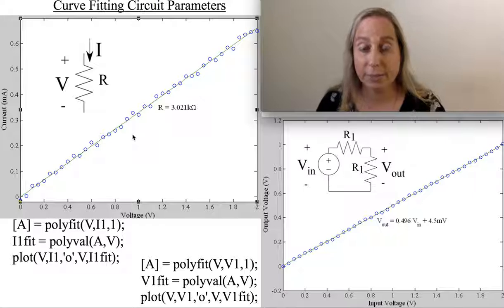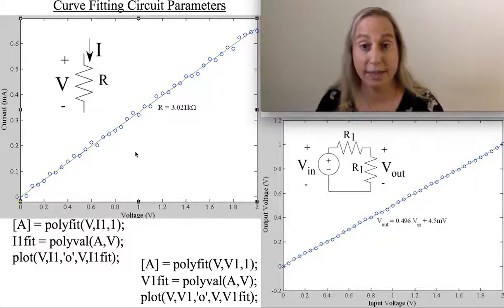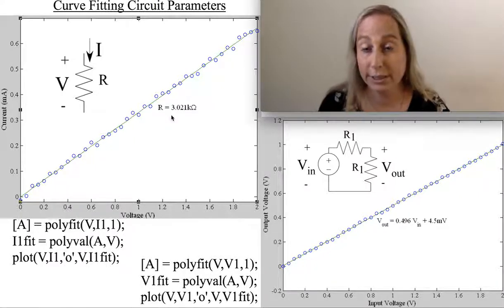I can also get the parameters out, and the first parameter will be the slope in this case, and the second one will be an offset. From that slope, I'll be able to figure out what the resistance is. And that's where that value came from. So I have a value of 3.021 kiloohms, and it's fairly accurate given all of the variables I've been working with.